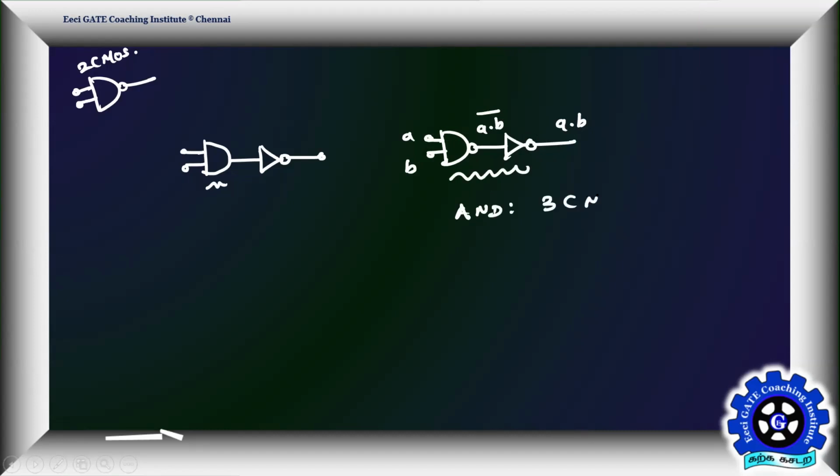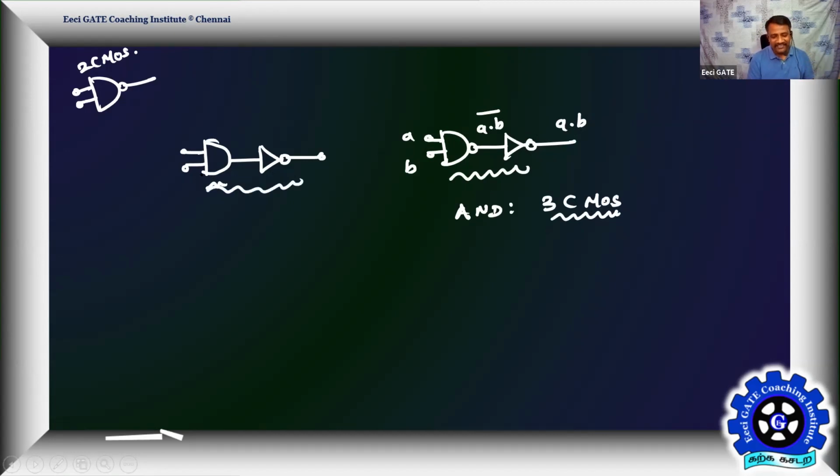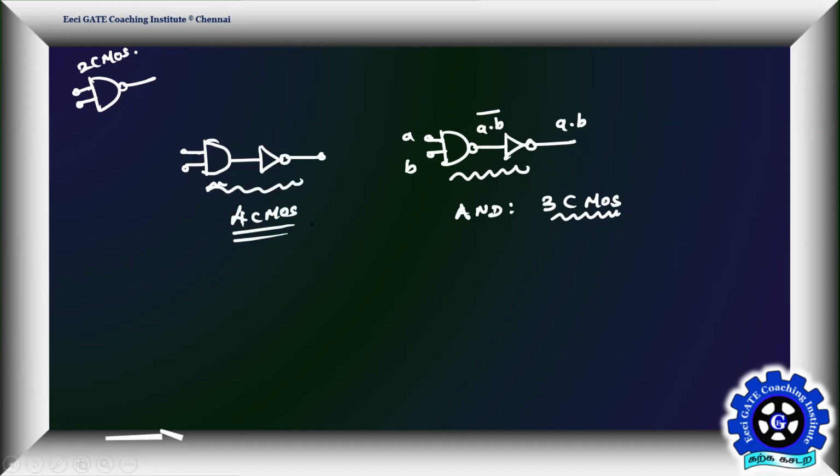3 CMOS. Yes, that's it. That's the purpose of building everything now. Now, suppose if you do like this, tell me what is the cost of the design. I'm asking what is the cost: the cost of AND is 3 CMOS and the cost of NOT is 1 CMOS. Suppose if you go by this design, tell me what is the cost of this? 4 CMOS. Yes, which one is better?